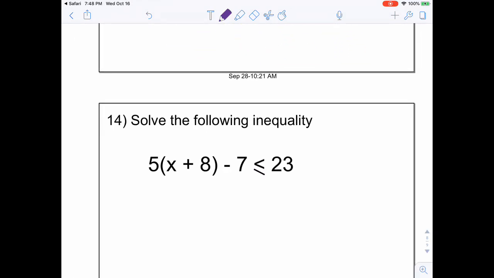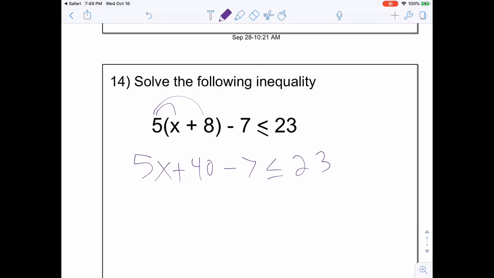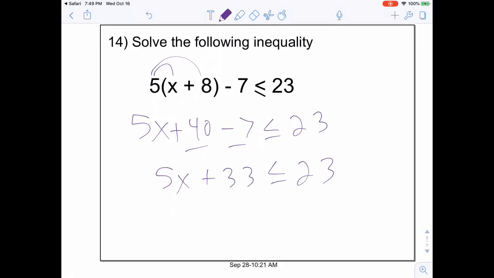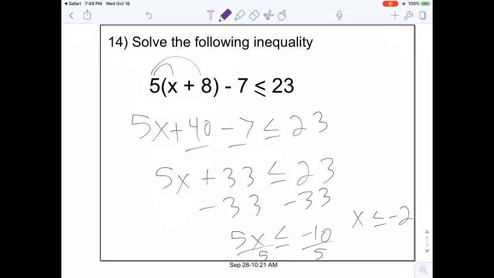Solve the following inequality. I would distribute, giving me 5x plus 40 minus 7 is less than or equal to 23. I would combine like terms. 5x plus 33 is less than or equal to 23. I'll subtract 33 on both sides. 5x is less than or equal to negative 10. And then I would divide by 5. X is less than or equal to negative 2.